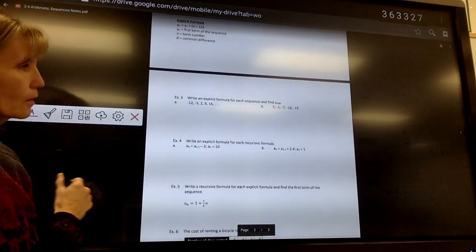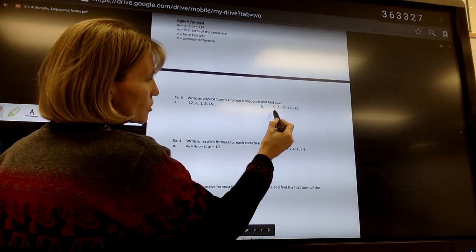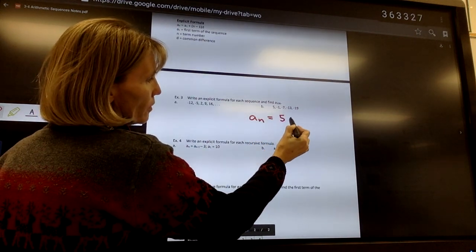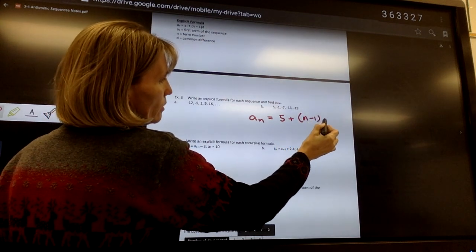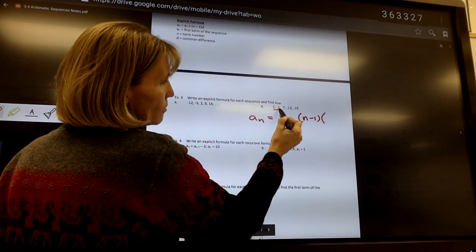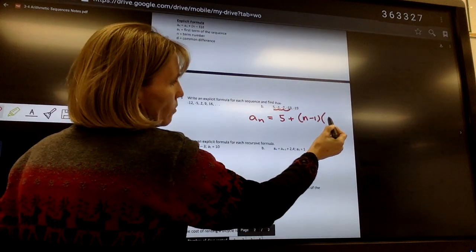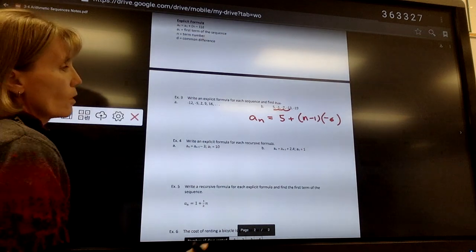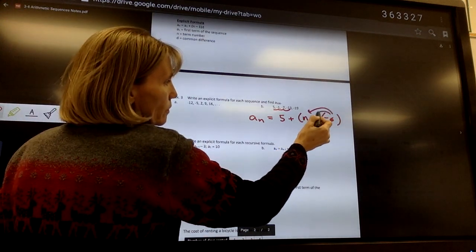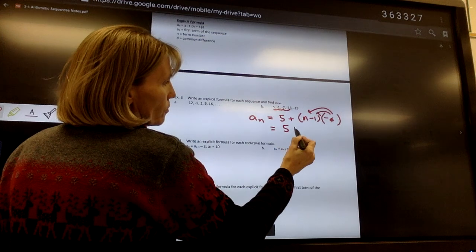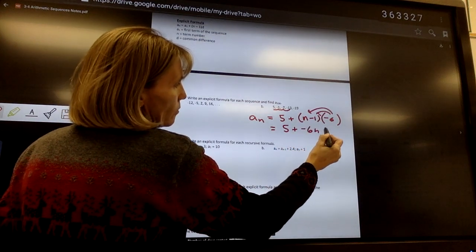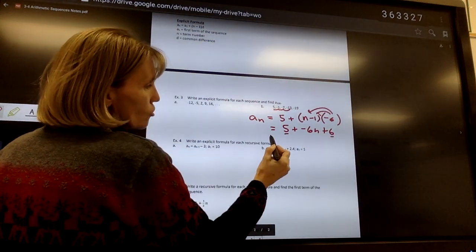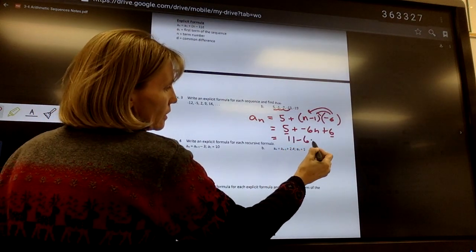Okay, if I want to do the same thing here, writing the explicit formula, I have to start with the first term, which is 5, plus n minus 1 times the common difference. Each time it's going down. This time it's going down by 6, so my common difference is a negative 6. Okay, you're going to distribute here. So you're going to get 5 plus a negative 6n plus 6. Negative times a negative is positive. You can combine these terms to get 11 minus 6n.